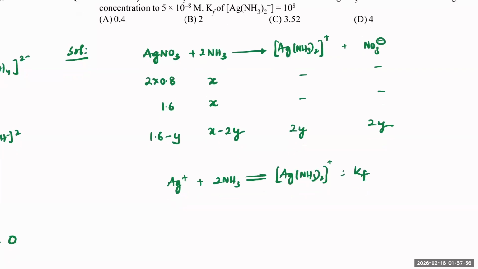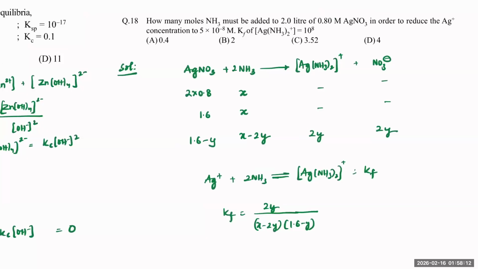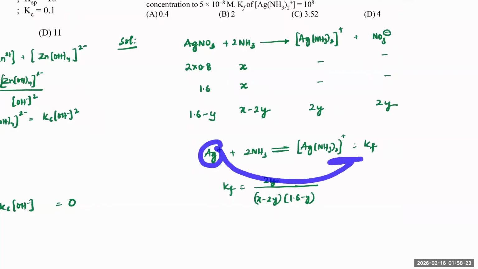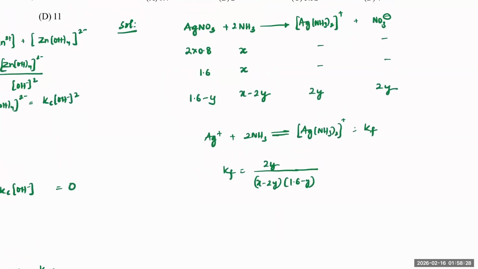So Kf will be equal to 2y divided by x minus 2y into 1.6 minus y. Correct, this is the value we have. But already you can see the Ag plus concentration is given, this much is given, which means most of the Ag plus has been already consumed into this product form. So the y value here, got it? Sorry, this is y only, not 2y. Should be y. Yeah, sorry.